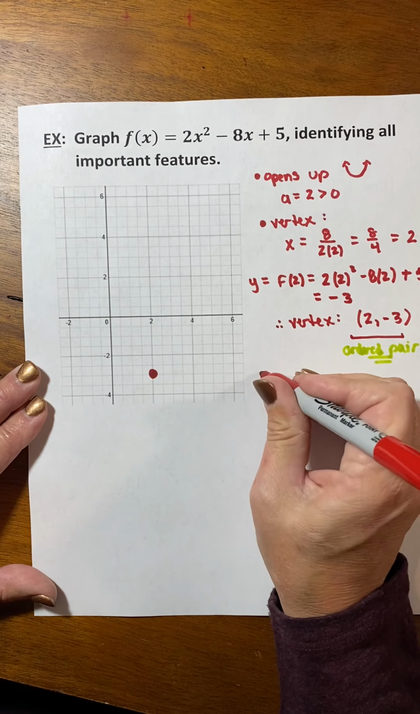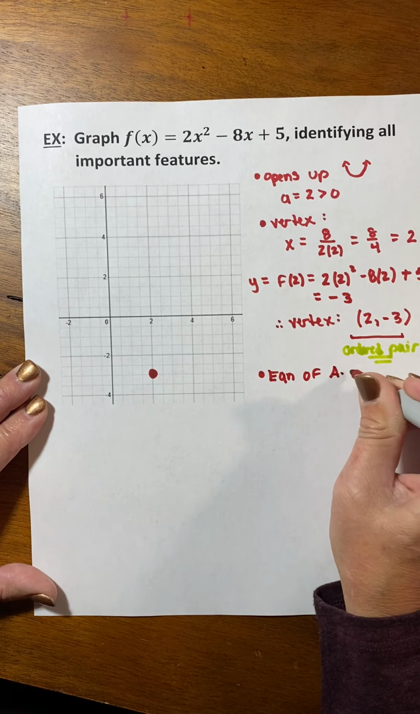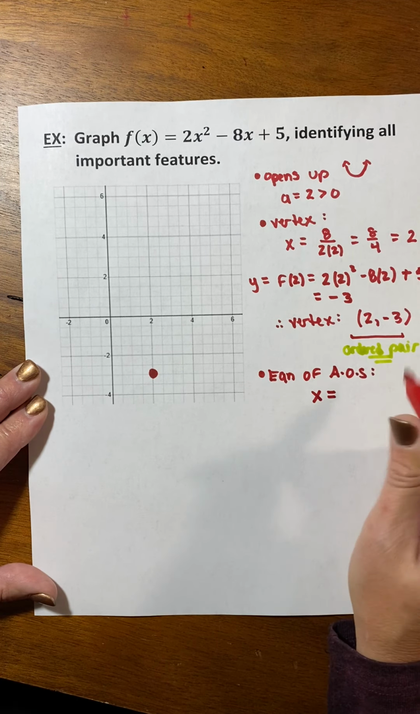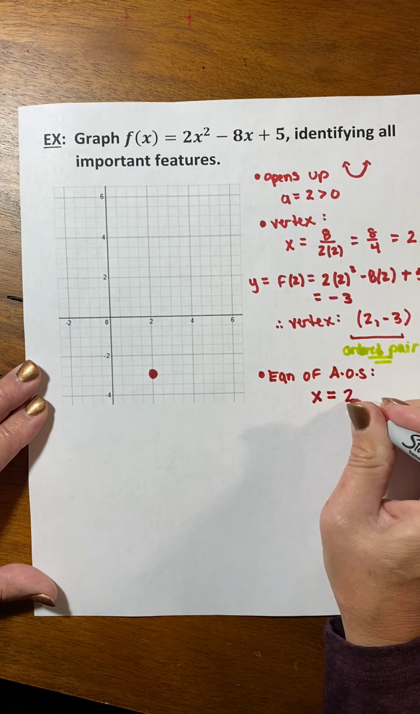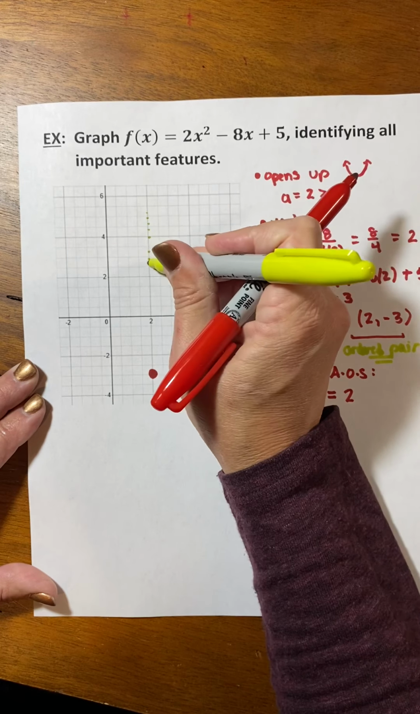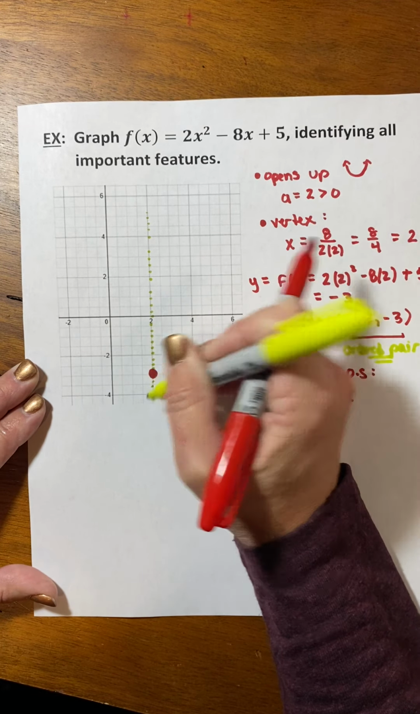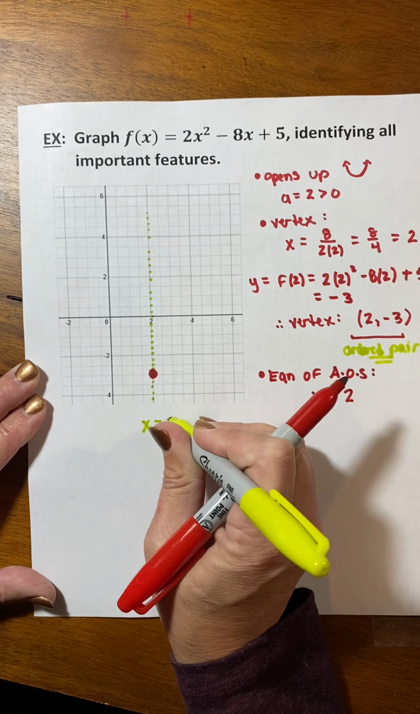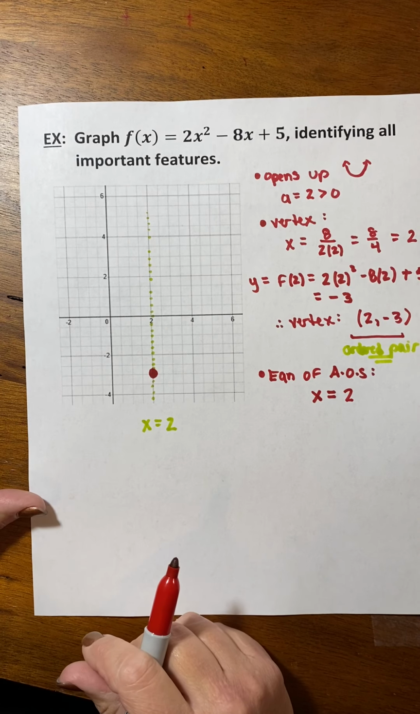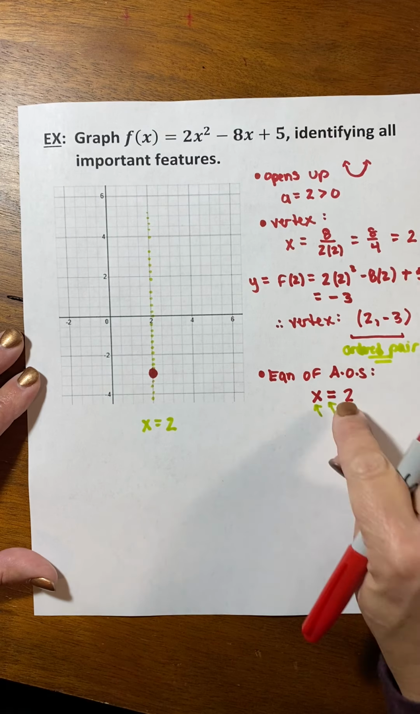Once we know the vertex, we know the equation of the axis of symmetry. The equation of the axis of symmetry is x equals the x coordinate of the vertex. X equals 2. Now it's not part of the graph, so I'm just going to do it lightly in this yellowy green color, but this is going to help me draw my graph. So we have to remember it's going to be the same on the right and the left side of the equation of the axis of symmetry. So equation, make sure you include the x, make sure you include the equals and the value of 2.